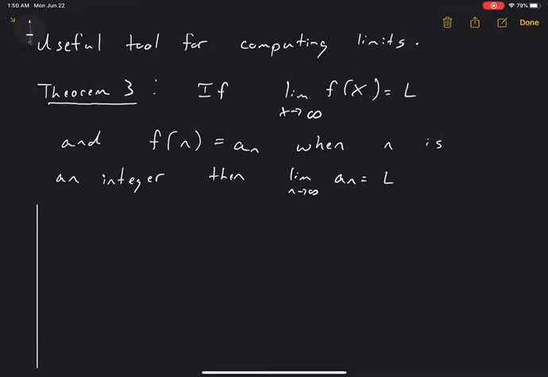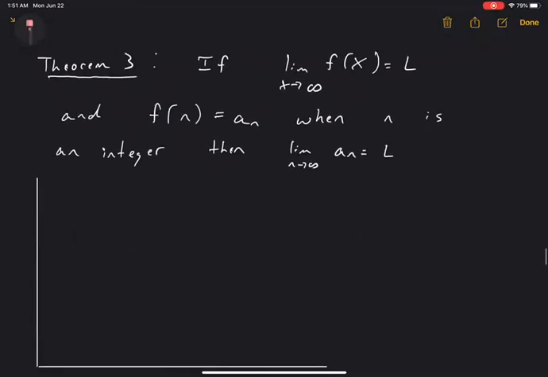If we have a function f(x), and the limit of that function as x goes to infinity equals this number L, and f(n) equals a_n, where a_n are these terms of my sequence, then the limit of a_n as n goes to infinity is also equal to L. So again, this is probably something that doesn't make sense just reading it.